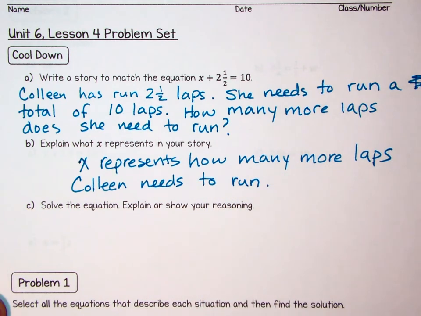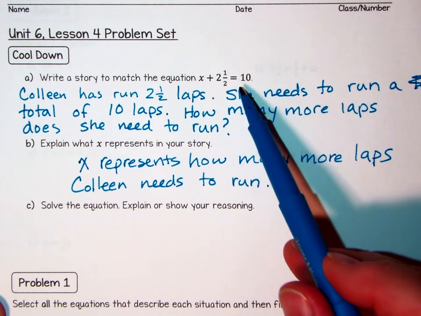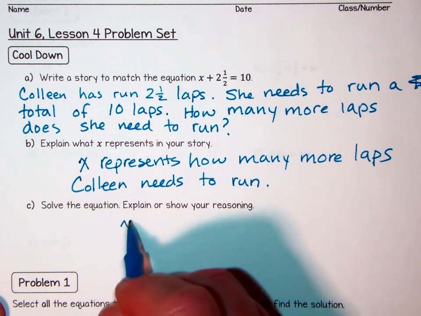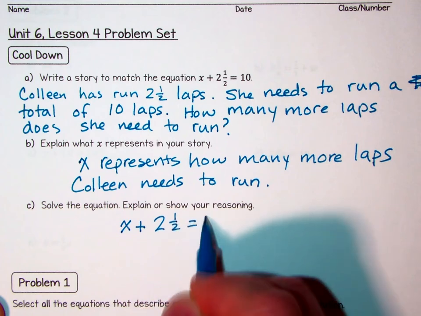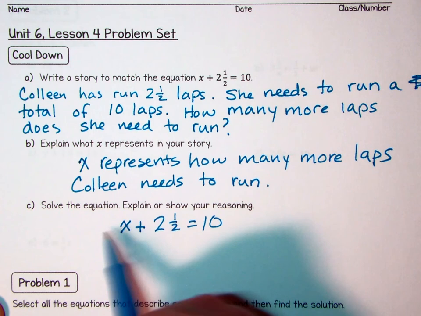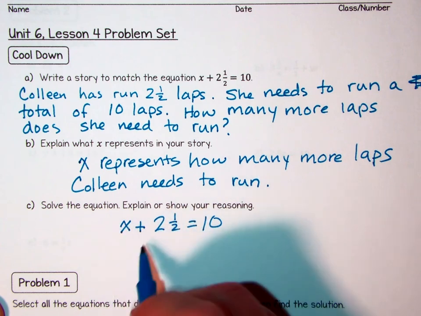Okay. Now, we all could have different stories here, but we're all solving the same equation. So we should all have the same solution for this equation. So it's x plus 2.5 equals 10. I want to get x all by itself. It's already 1x, so I don't have to multiply or divide, but I do need to eliminate this 2.5 from the left side of the equation.